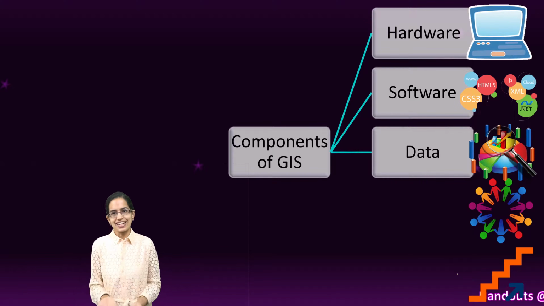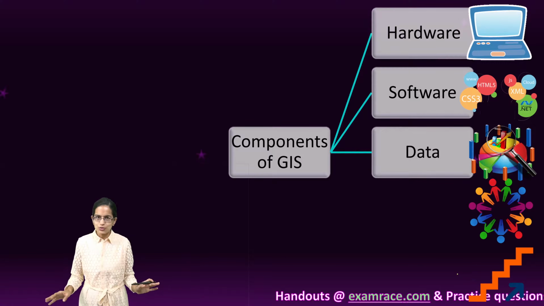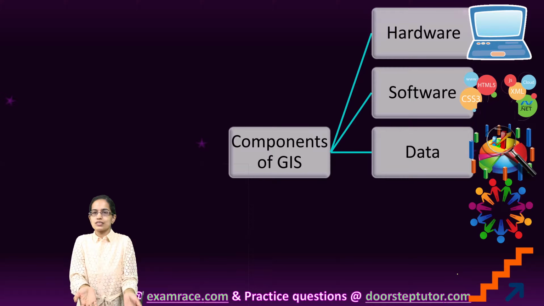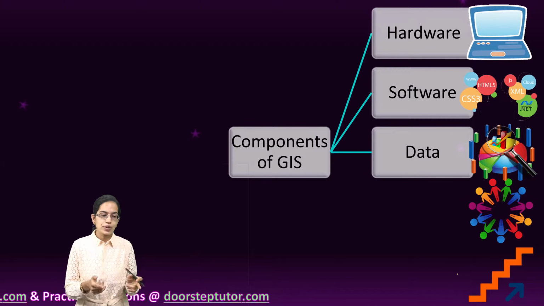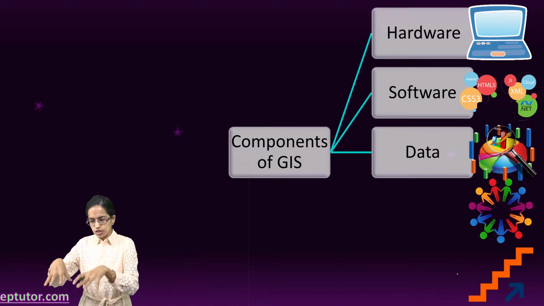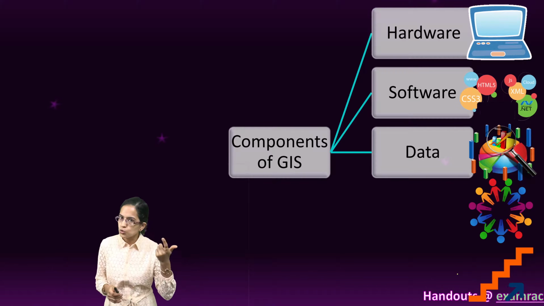The next is data. If I don't have any data, both the hardware and the software are of no use. So definitely I need to have information that I would be putting into the system. Finally, I can get some result, and this information, this data would be in both forms. What forms? It would be the spatial data, which talks about the space, as well as the attribute data, the data that points out to the quality.